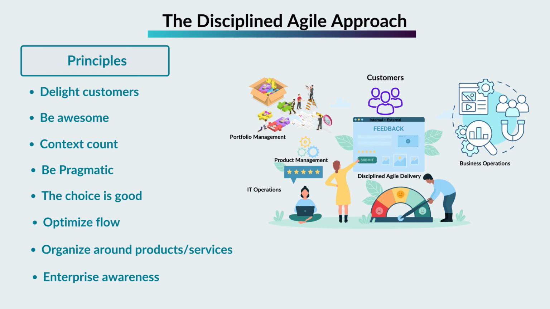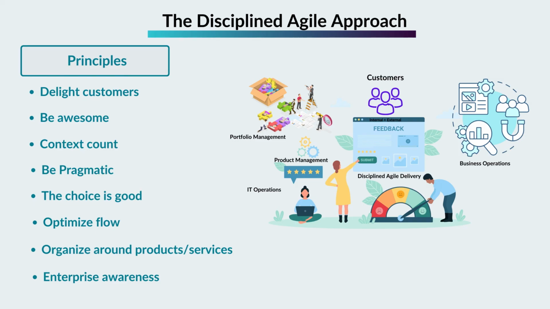Principles: delight customers: always try to satisfy customers by delivering higher value than their expectations to delight them. Be awesome: aim to be the best awesome team, as customers always want to work with awesome teams. Context counts: within the team everyone plays a unique role within the organization and should evolve over time. Be pragmatic: be open to adopt agile, lean, and traditional strategies to create a customized framework according to your specific need. The choice is good: be open to choose the best fit technique given the specific situation.